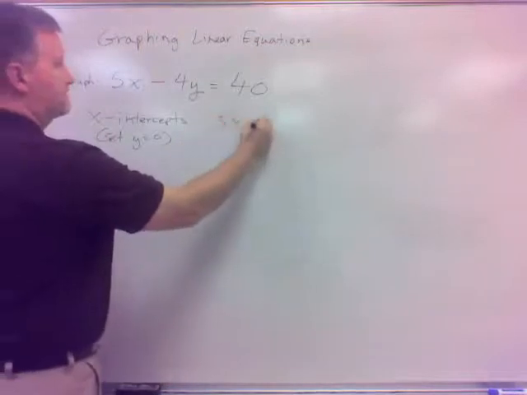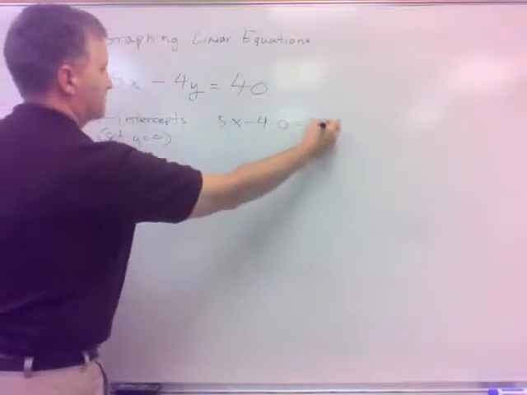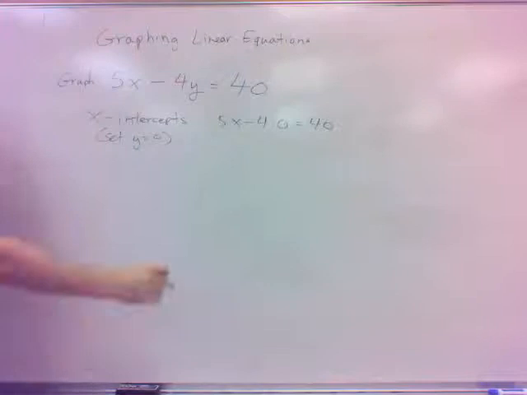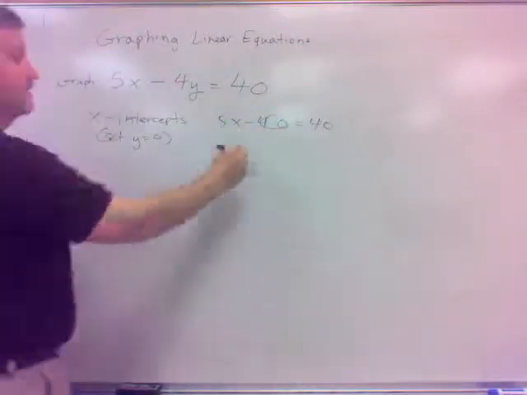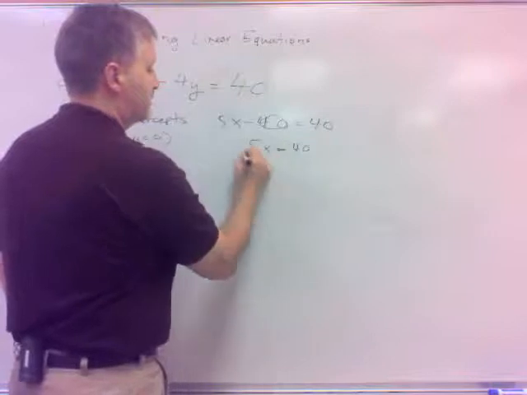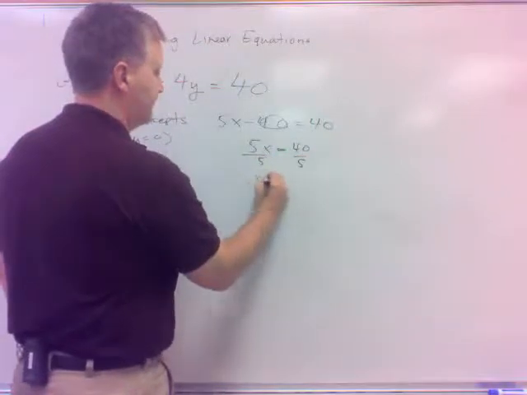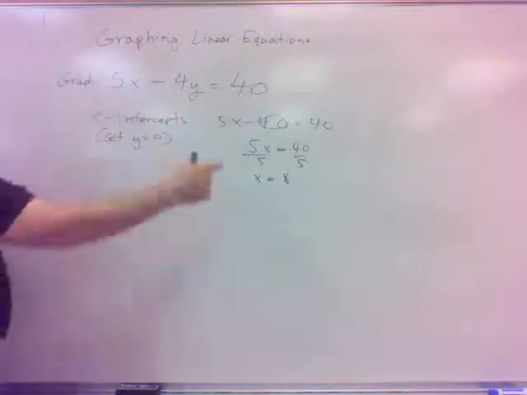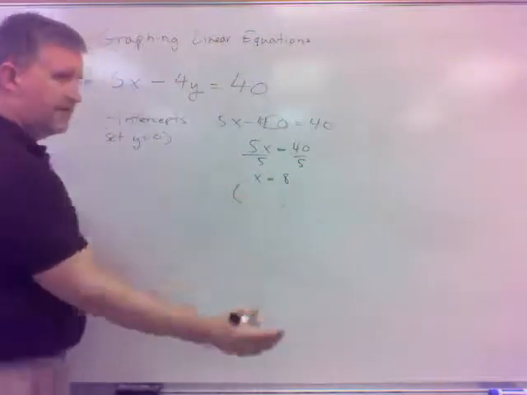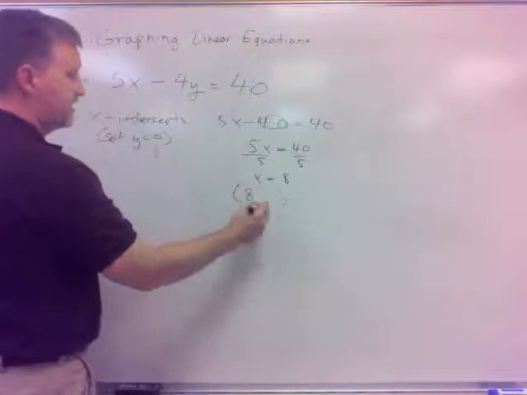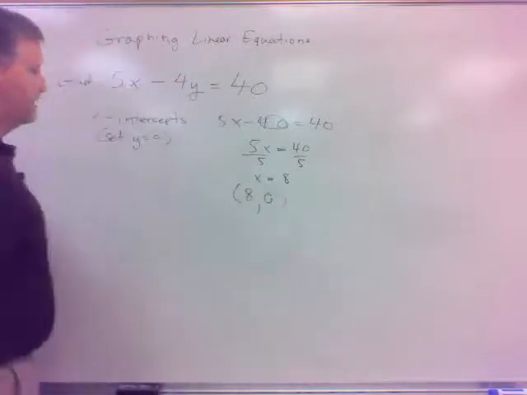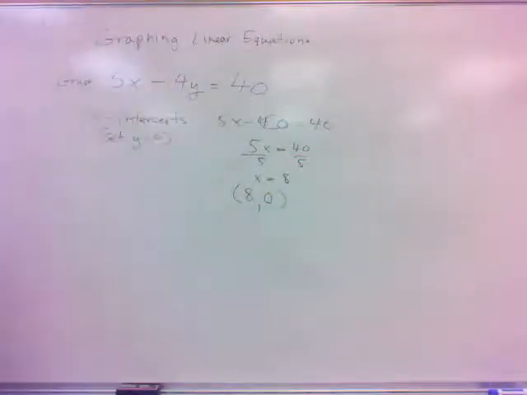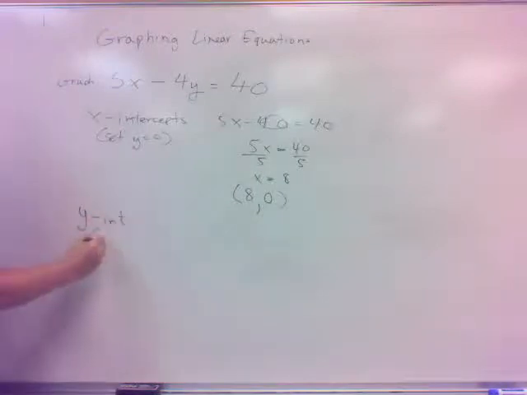So that's 5x minus 4 times 0 equals 40. This is nice because that 4 times 0 is 0, so this is just 5x equals 40. All we have to do is divide by 5. We got x is 8. Note that the x is 8, that's in the ordered pair, and the y we set to be 0, so (8, 0) is the x-intercept.